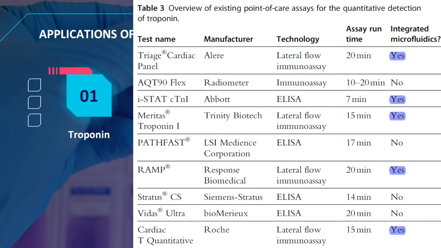This table presents an overview of existing point-of-care assays for the quantitative detection of troponin. We can see that the main technologies used are either lateral flow immunoassays or ELISA tests. And some of these technologies have integrated microfluidics within them. To take the first example, the iStat CTNI is an ELISA test with integrated microfluidics. If we compare them with regular ELISA tests, we can see that the assay runtime of 7 minutes is much shorter than 17 minutes, 14 minutes, and the 20 minutes of those that don't have integrated microfluidics in them.